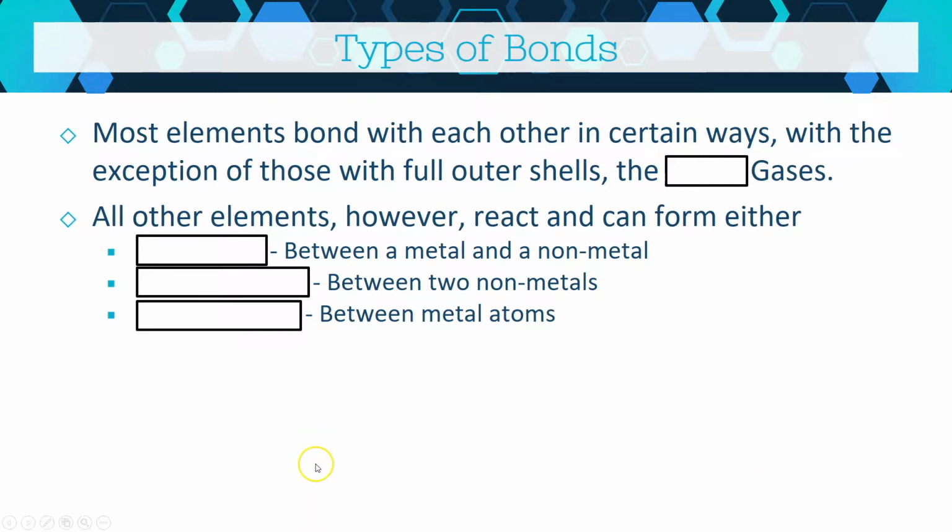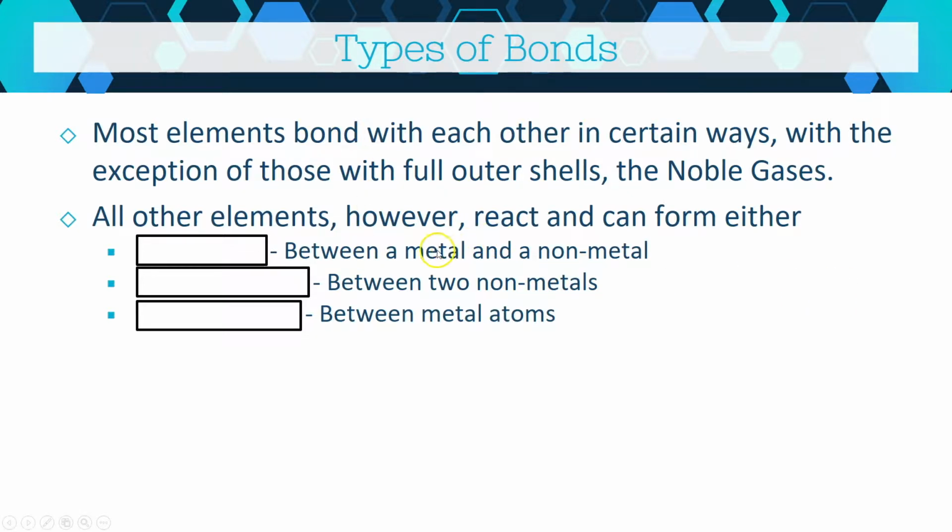Alright, so most elements bond with each other in certain ways. Now, there is an exception to this. If an atom of a certain element has a full outer shell, they're not going to form bonds. Hopefully you remember the group that do this. We say they're inert and that they don't bond with anything, and they've got a special name, and that name is noble gases. On the other hand, all other elements actually are going to react, and they're going to form one of three types of bonds.